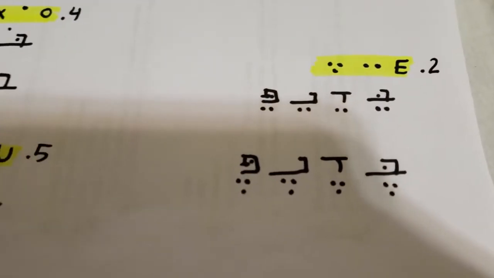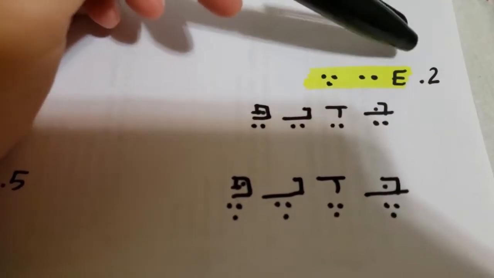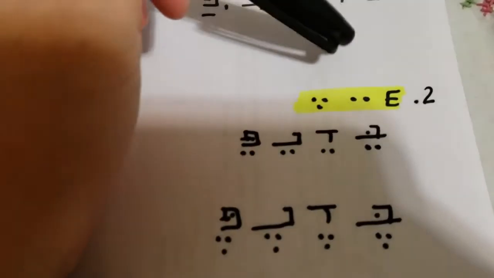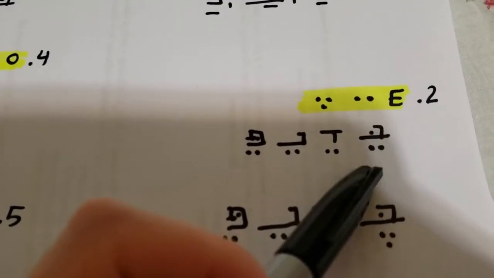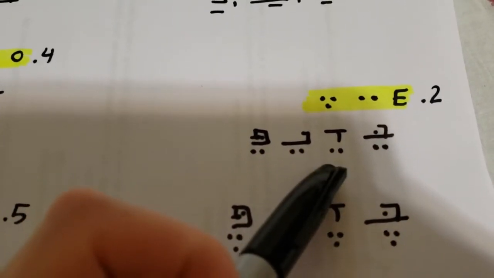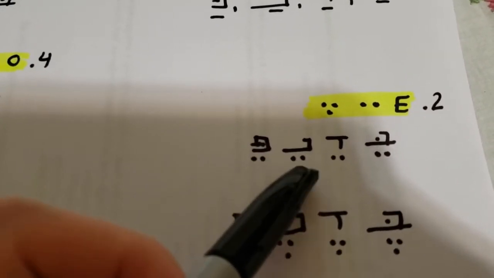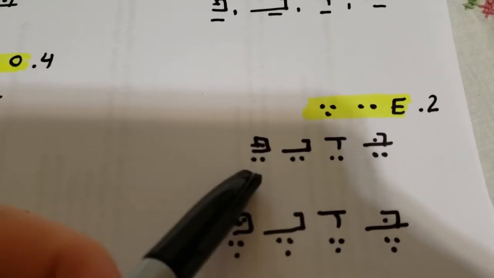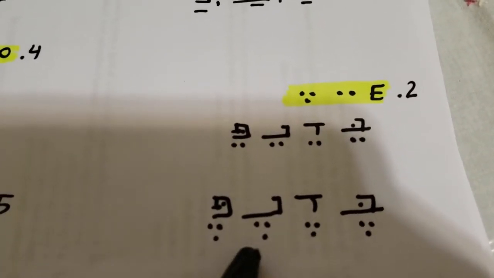Okay, moving forward to E. The second vowel is E. We have two versions. One version is 2 dots, which is called tsere. And the other, which is 3 dots, is called segol. So bet, which is a B with tsere, is be. Daled, which is a D with 2 dots, is de. Nun, which is an N with 2 dots, is ne. And pei, which is a P with 2 dots, is pe. So let's practice. Be, de, ne, pe.